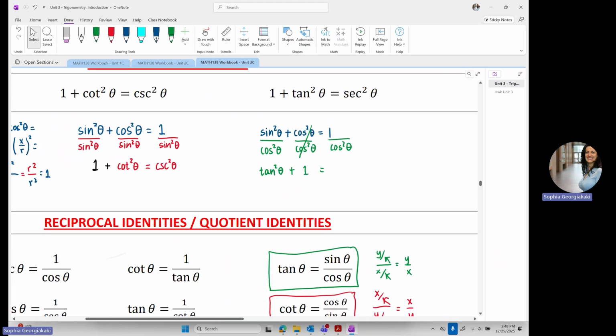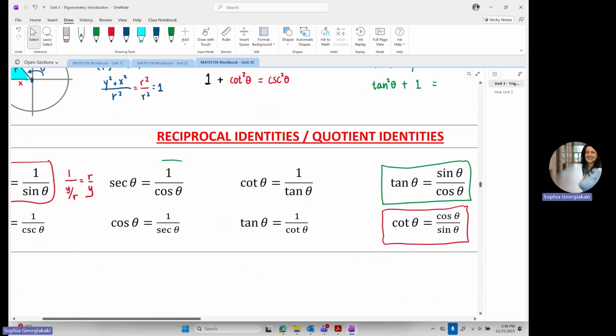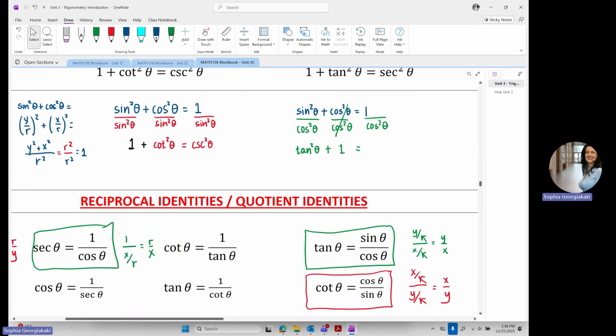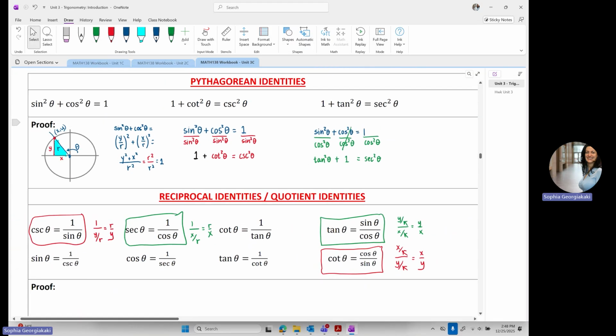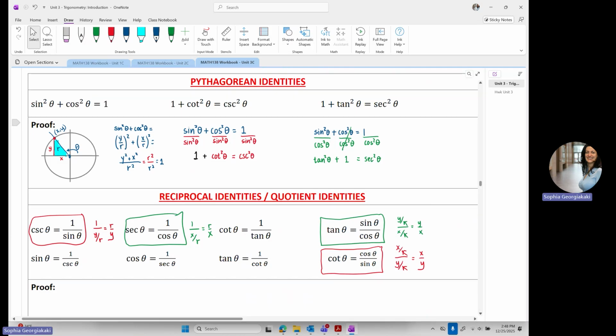And 1 over the cosine squared is the secant squared. And why is that? The cosine is x divided by r, and the reciprocal of x divided by r is r divided by x, which is the secant theta. So that will be the secant theta squared. So these are the two other Pythagorean identities that you can use after we have proven them here.